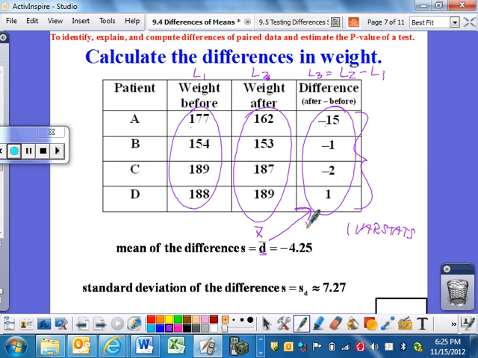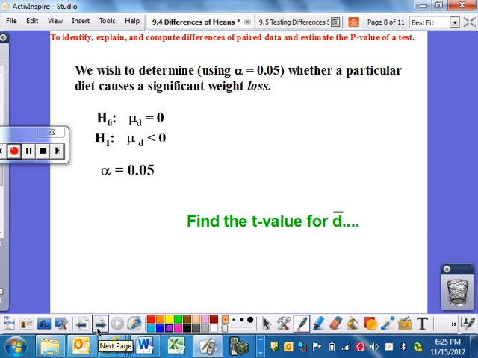Should be negative 4.25. And then your Sx is just your standard deviation, which the calculator thinks is of the x values. We're denoting it s of d as the standard deviation of the differences. It's no different. We need to calculate those 2 numbers. Those are the 2 numbers we need to have in order to find a t-score. Okay? So once we have that, it's pretty straightforward.